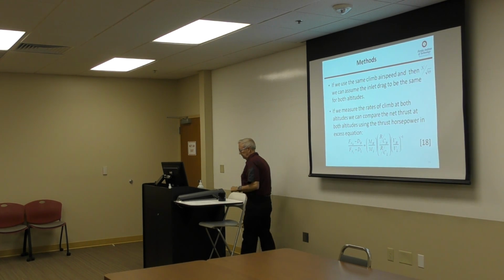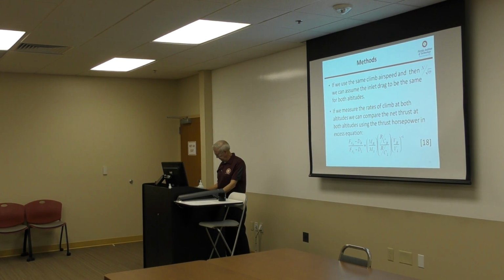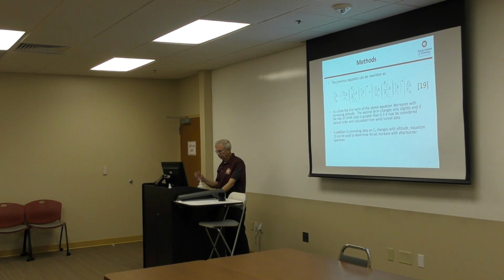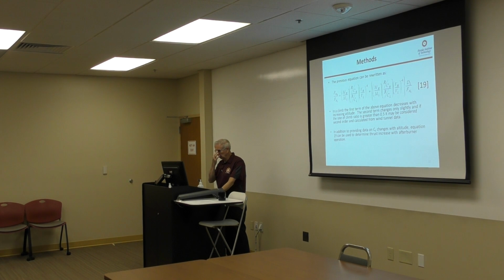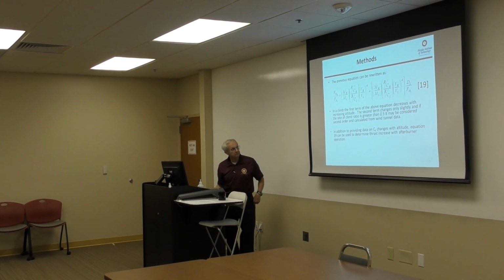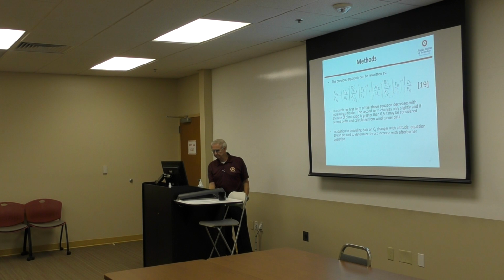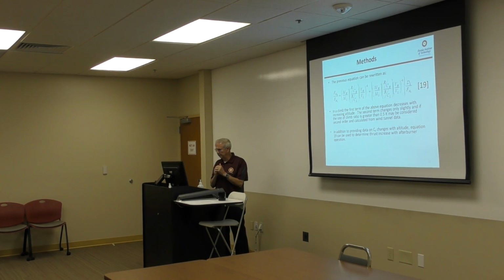And from that, we can tell if there is a change in the coefficient. We can write that previous equation like this. And in a climb, the first term decreases with increasing altitude, and the second term changes only slightly. If the rate of climb ratio is greater than 0.5, it can be considered at second order and calculated.